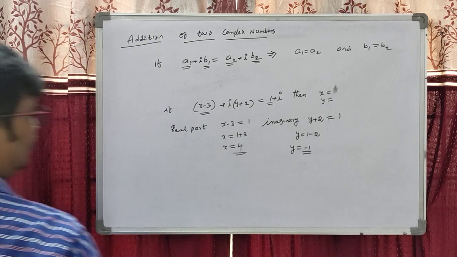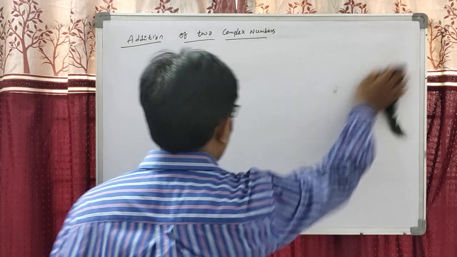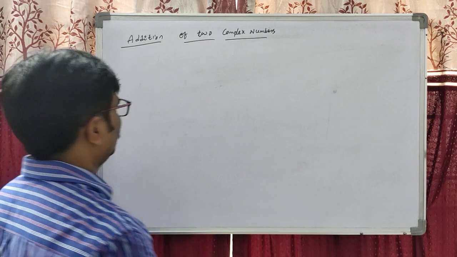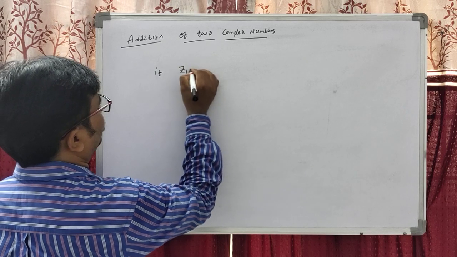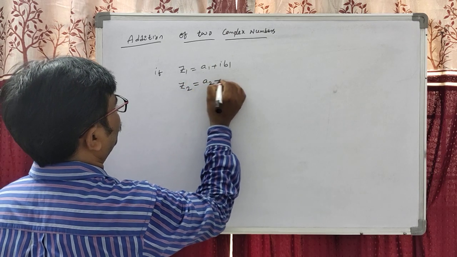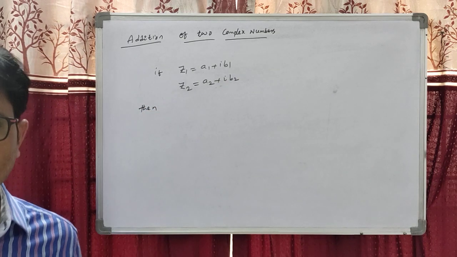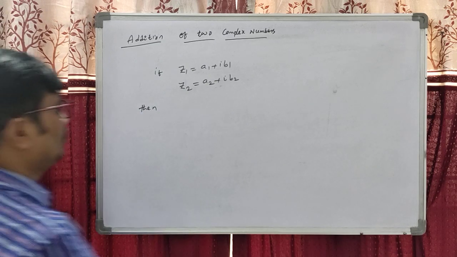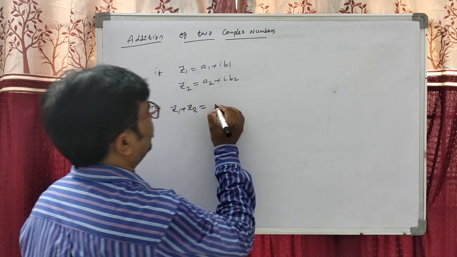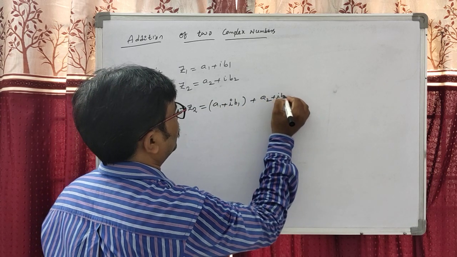Addition, that means Z1 plus Z2. Dear students, if Z1 equals A1 plus iB1 and Z2 equals A2 plus iB2, then the addition of the two complex numbers is defined as Z1 plus Z2, which we can write as A1 plus iB1 plus A2 plus iB2.